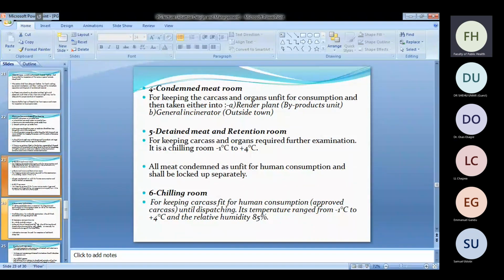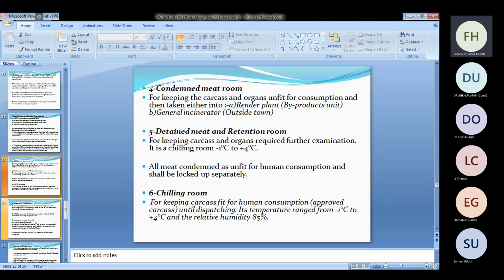We also have a place we call the condemned room, condemned meat room. It is for keeping carcasses or organs unfit for human consumption. The carcass or meat you condemn is not fit for human consumption. That's where it is kept. They can be put in render plants or sent to a general incinerator, maybe located outside the town, where the animals are just burnt and incinerated.